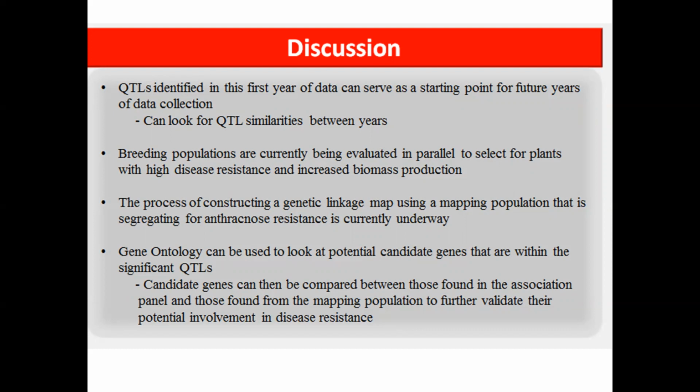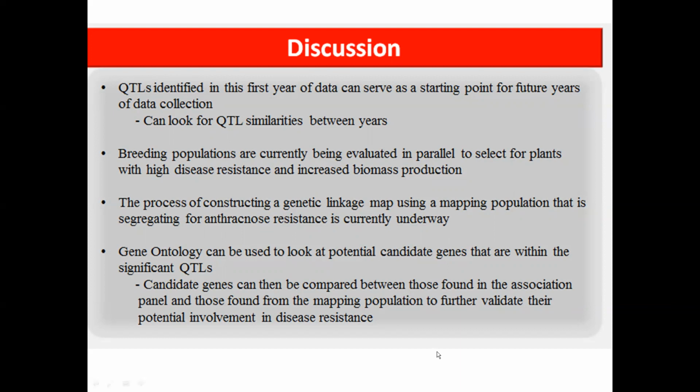We're currently in the process of constructing a genetic linkage map using a mapping population of switchgrass that's segregating for anthracnose disease resistance. This mapping population will be useful in identifying QTLs for anthracnose disease resistance. The QTLs obtained from this mapping population can then be compared with those obtained from the association panel shown in this study, to further narrow down any potential underlying candidate genes for resistance.